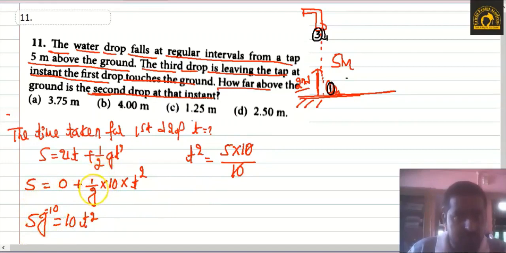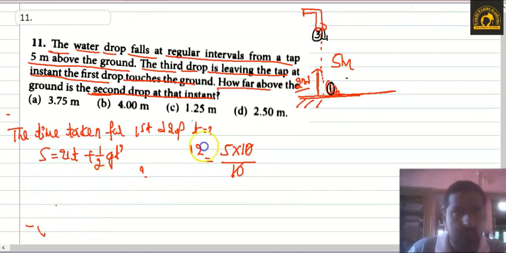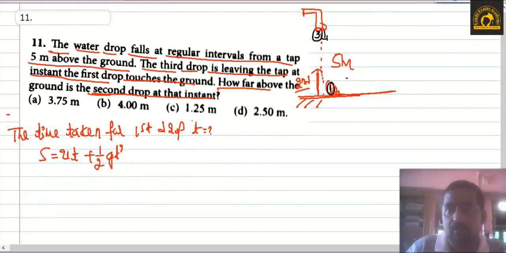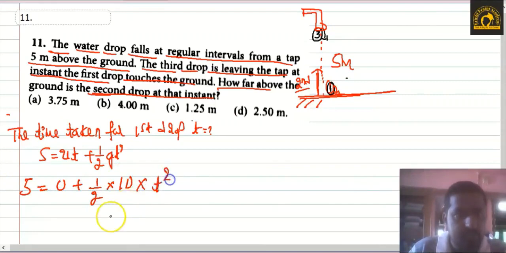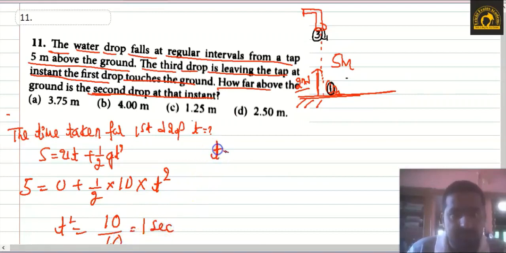It is half of g T square, half into 10. So the value is S is 5 meter is equal to U is 0 plus half into g, which is 10, into T square. So then T square is equal to 10 by 10, that is equal to 1 second.